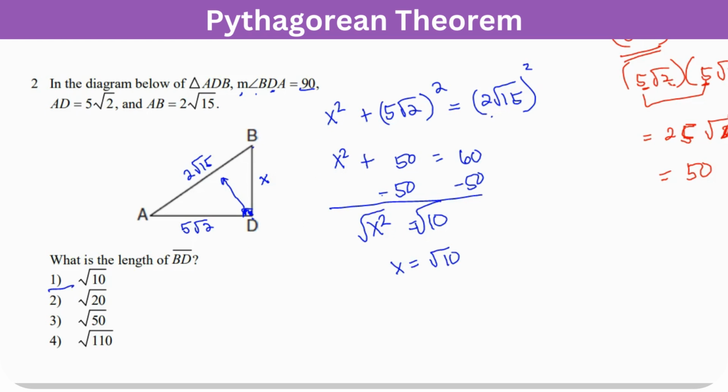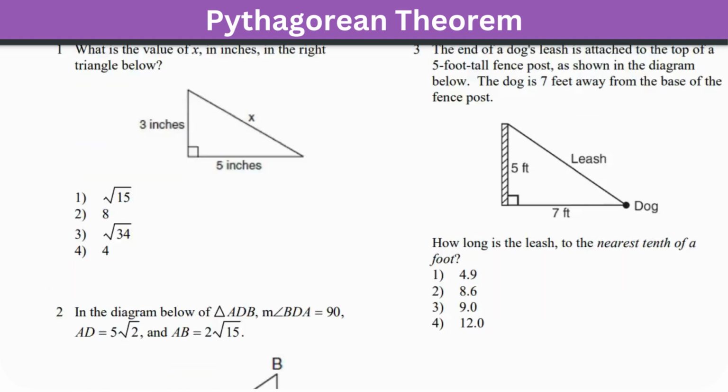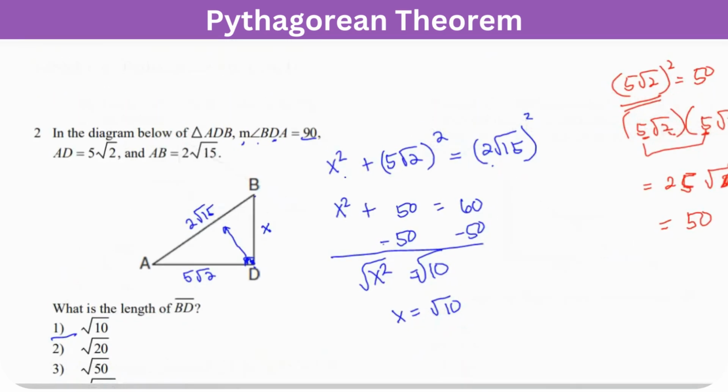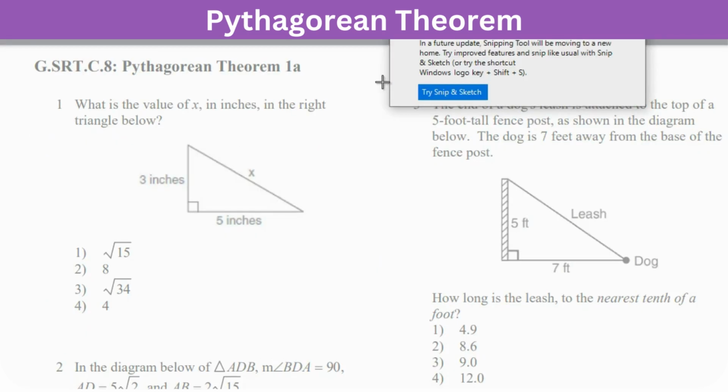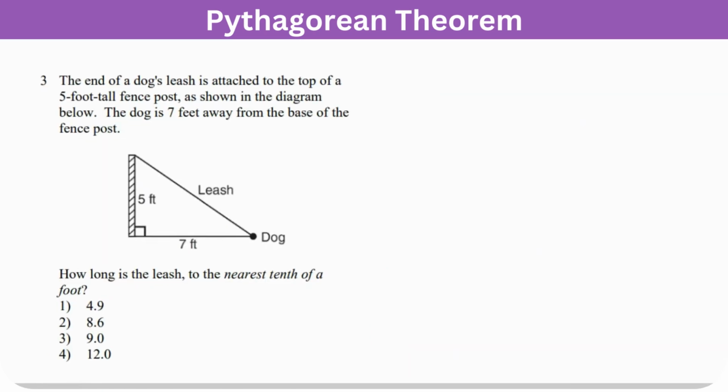Okay. Alrighty, so we are on our last question on the Pythagorean theorem. Okay, so let's copy this. Alrighty. Okay, so the end of a dog's leash is attached to the top of a 5 foot tall fence. So this is your fence right here. You already have an illustration. This is your fence. The height is 5 feet, as shown in the diagram below. The dog is 7 feet away from the base. So this is the base. That's the dog. So therefore, the distance is 7 feet.